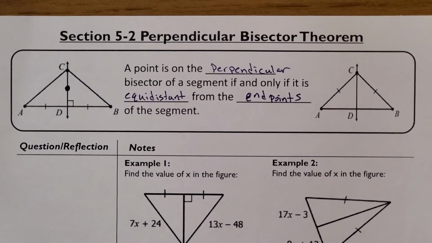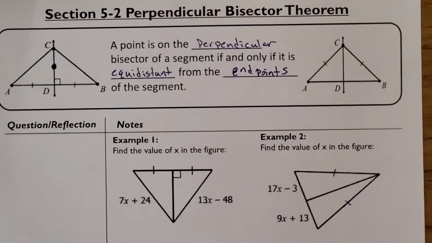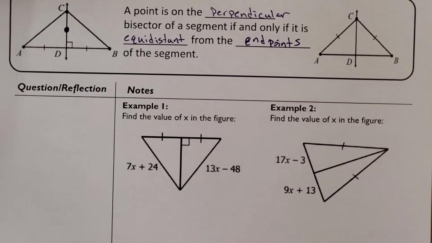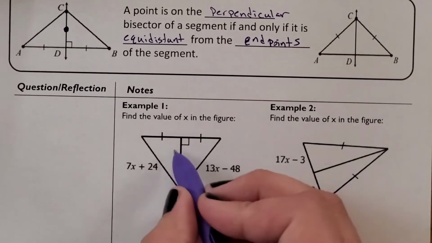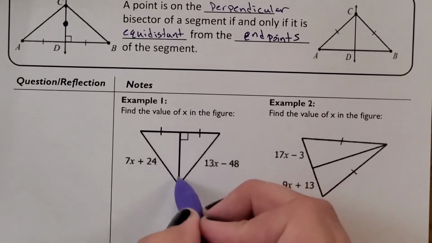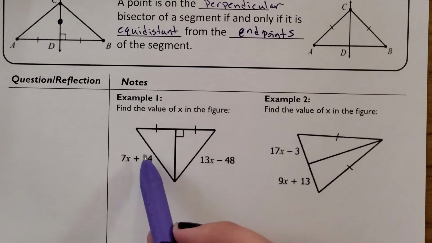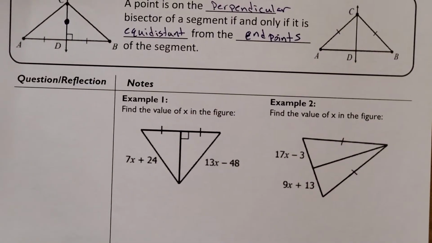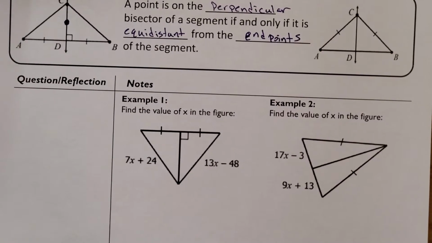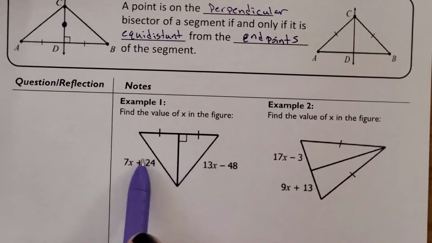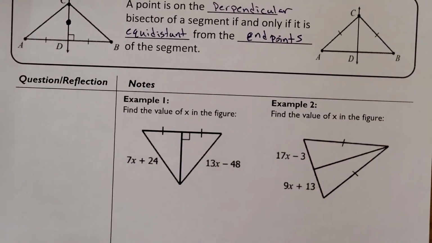So, in example 1, it says find the value of x in the figure. This is going to be super simple in this case. What we know is that because this right here is creating the perpendicular bisector, we know these two values are going to be equal to each other. Those two side lengths are going to be equivalent to each other. So what I can do is I can take these two pieces and set them equal.